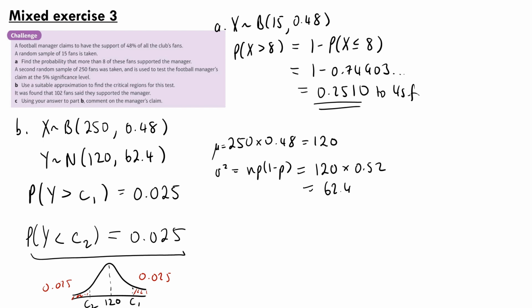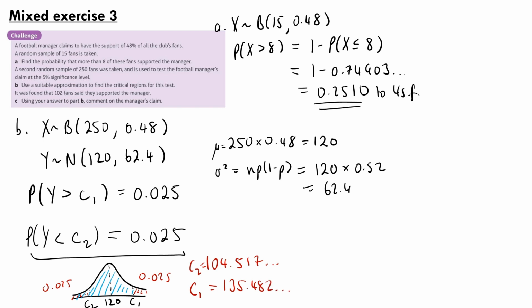Okay, so inverse normal on your calculator, 0.025 for the area. Sigma is going to be the square root of 62.4, and then the mean is going to be 120. So that gives us a critical value of 104.517 for C2. And then for C1, the area is going to be this whole area over here. So it's 1 take away 0.025, which is 0.975. So the second critical value is then going to be 135.482.